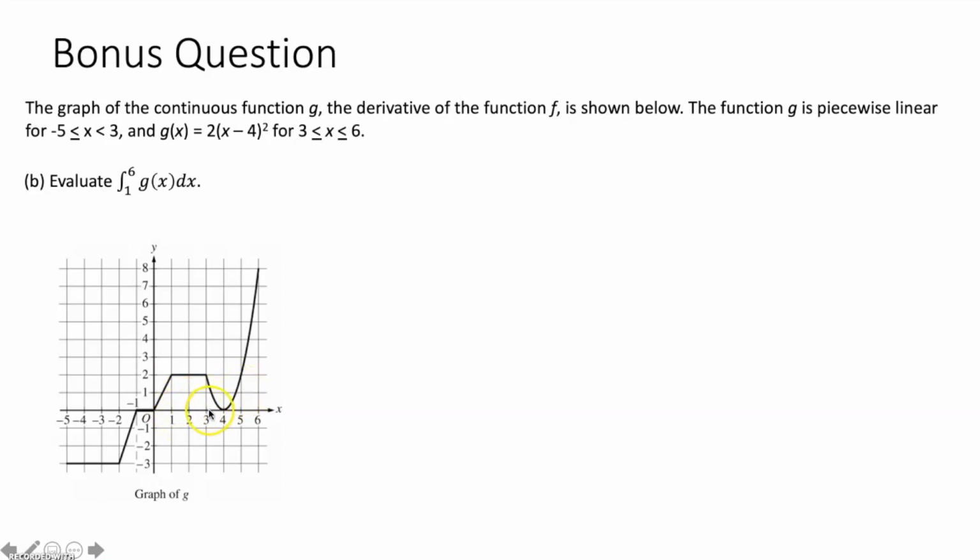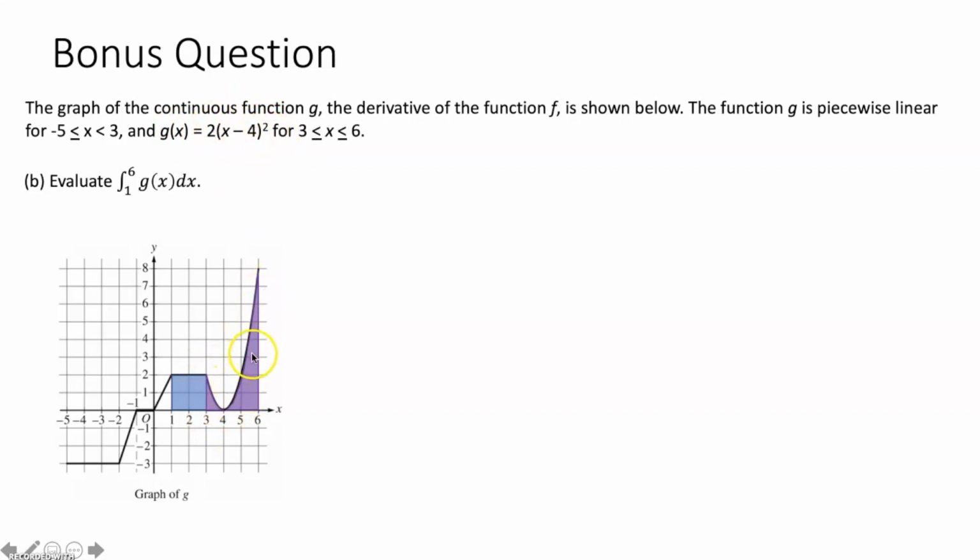From x equals 1 to x equals 3, we have a square. So we can find the area of that square and then add it to the area between the function and the x-axis on the interval from x equals 3 to x equals 6. What's happening from x equals 3 to x equals 6 is that we have this function, g of x equals 2 times the quantity x minus 4 squared. Now this is a quadratic function, meaning this is a curve here.